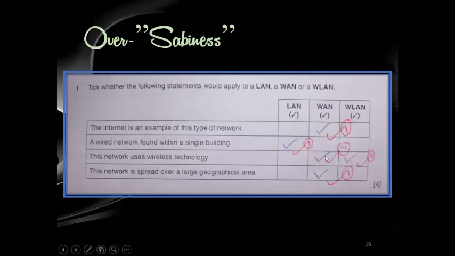This is overtaking. The answer is WLAN, wireless local area network. WAN is not wireless technology. That's like your fiber optics, which is not wireless technology. Most of the WAN, they're not wireless technology, they have a wired backbone at a point. This network is spread over a large geographical area, which is one. So there is an overtaking here.